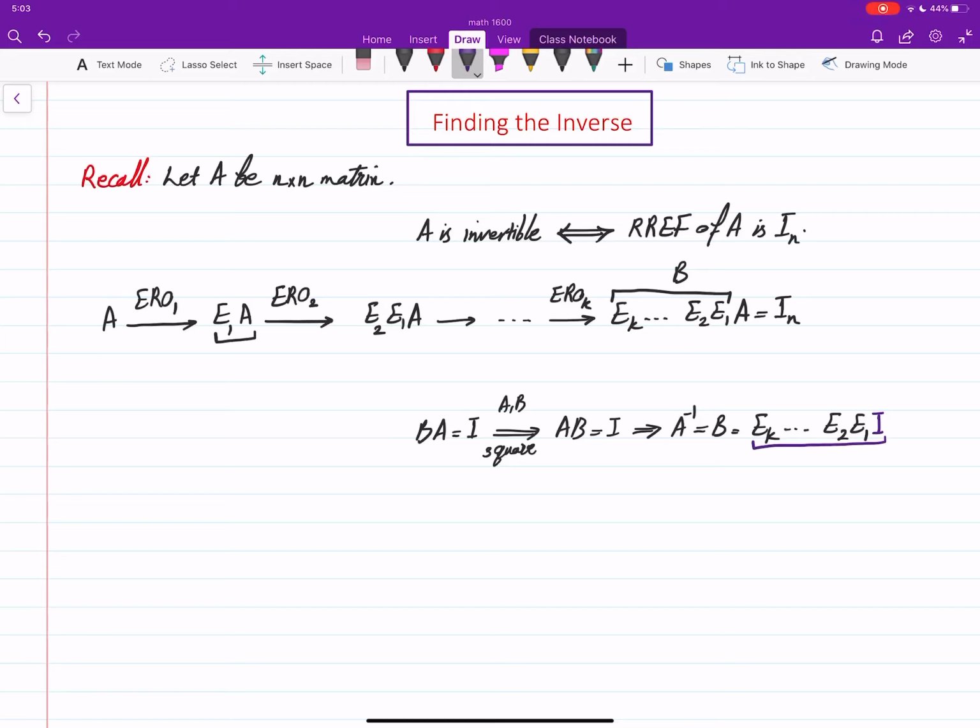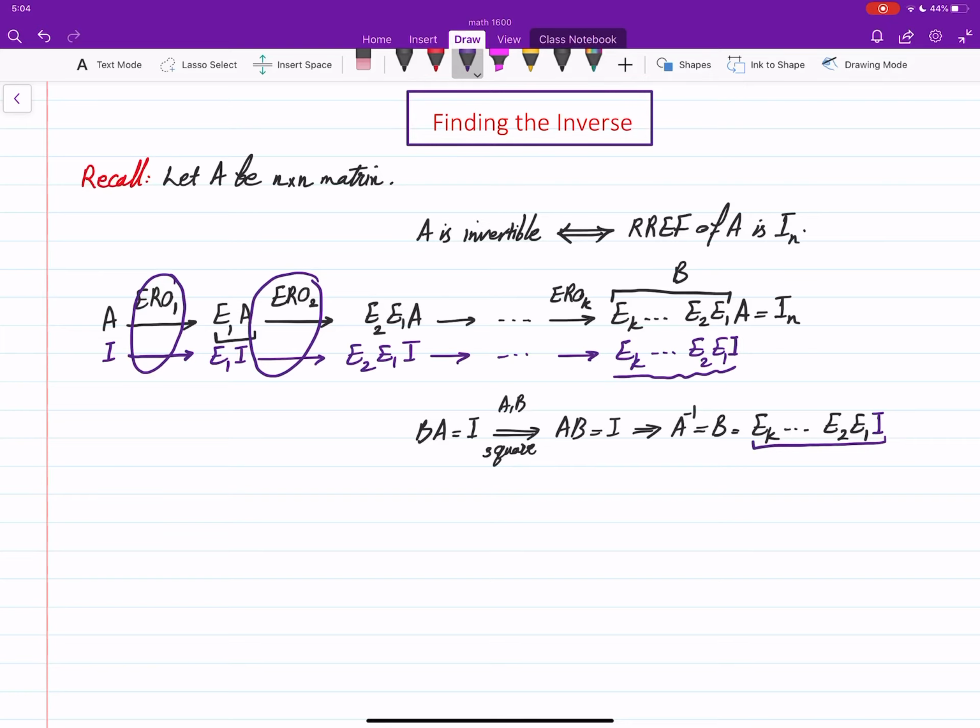Why is that important? Because we can start with the identity. Instead of working with A and transforming it to the identity, I can start with the identity and apply exactly the same operations that I applied on A to get the identity. Applying the first operation gives E1 times identity, then the second gives E2, E1 identity, and when you apply all these operations you get Ek up to E2, E1 times identity. And this is what we are looking for. In other words, you have to keep track of all the elementary row operations you do to turn A to the identity, and then apply all those to the identity matrix.